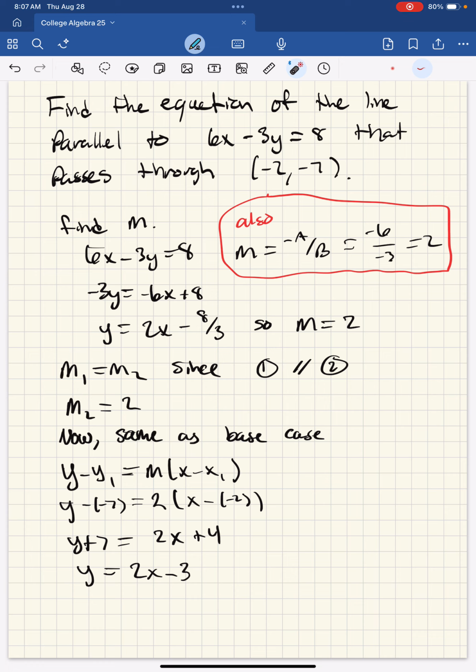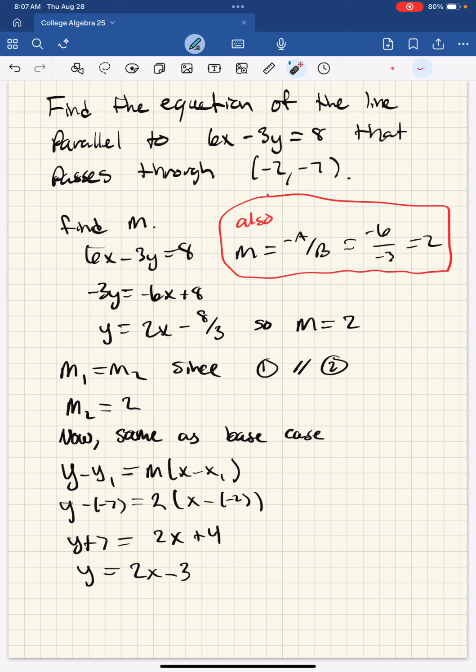Now we're going to find the equation of the line parallel to a given line. So we're given 6x minus 3y equals 8, and the line that we are looking for must pass through (-2, -7). So the first thing that we need to do is find the slope from the line that is given. Commonly, we just solve for y and put that in slope-intercept form and identify the slope. Or if you're a little bit more familiar with standard form in this situation, the slope is -a over b. So we've got a slope of 2.